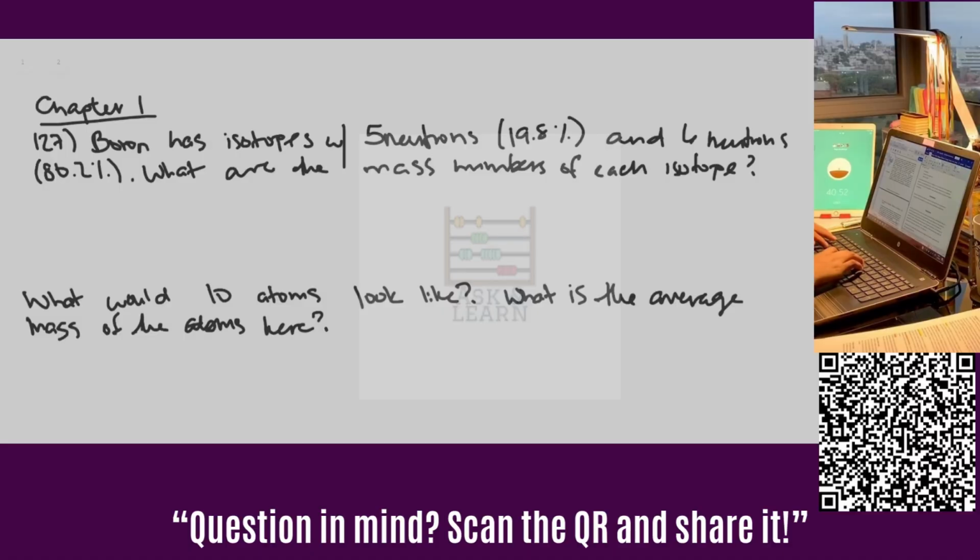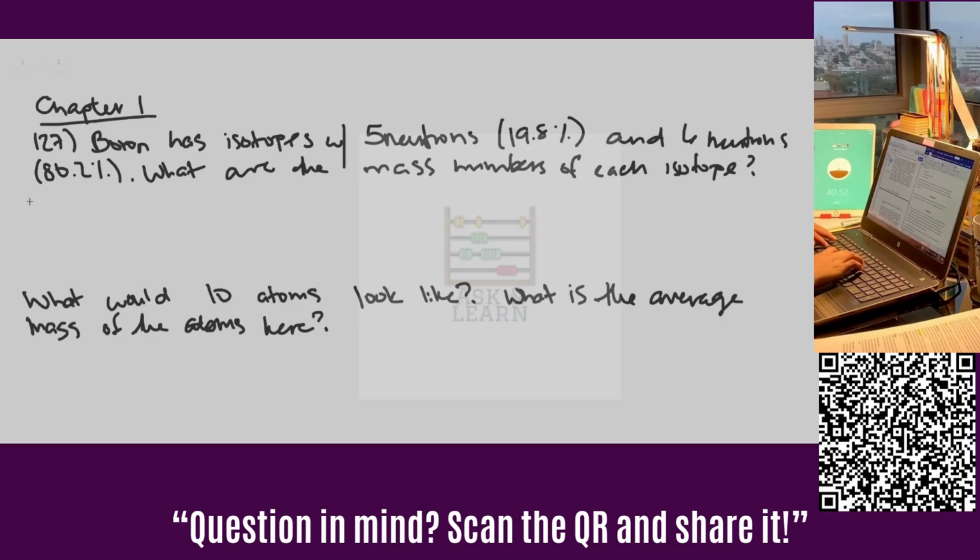Problem 127 gives you some information about boron and asks a few different questions about it. Part 1 says that boron has isotopes with 5 neutrons and 6 neutrons and gives you the relative abundances of each of those isotopes.